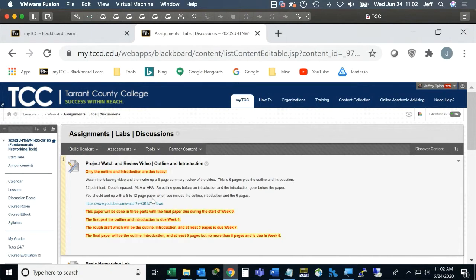And it can evolve because, as you write it, you may update your intro. The next part will be to submit a rough draft of three pages, I believe. And so then you'll put the outline and the summary, the intro, and then the 3 pages, and then you'll finally submit the whole thing, the outline, introduction, and the 6 pages. But yeah, the outline is just a table of contents.